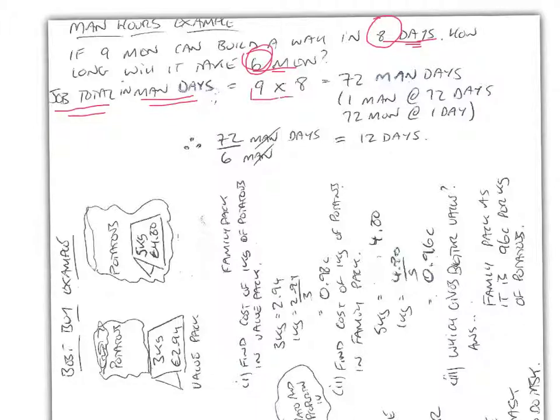So I've 9 by 8. To do the job, it takes 72 man days. So we could leave 1 man on the job for 72 days, or we could put 72 men on the job on the same day and then have it done at the end of the day in 1 day. Okay, but we're looking to see how long it takes 6 men to complete the job. So we simply divide the 72 man days by the 6 men, so they'll cancel out, and that will give us 72 over 6, 12 days.